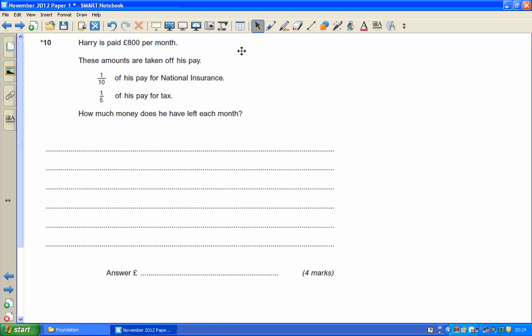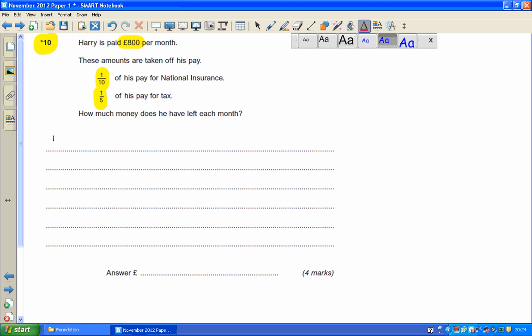Number 10. That's when you start, this means you're going to get a bonus mark for the way that you communicate your answer. It's paid £800 per month. So that's how much he gets per month. And he loses 1/10 to national insurance and 1/5 to tax. How much money does he have left over?